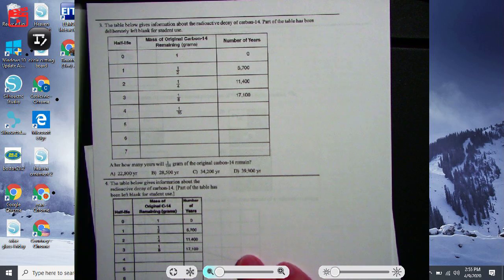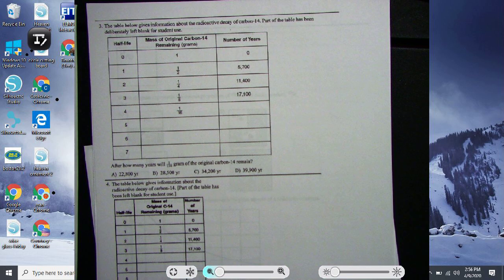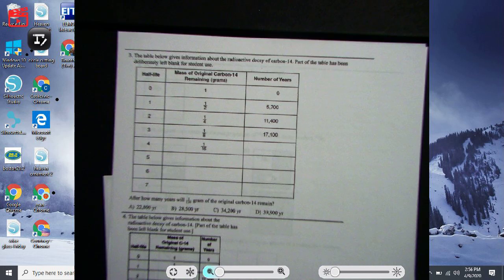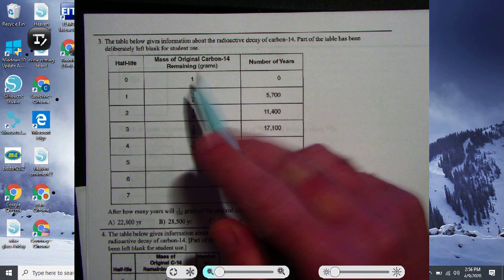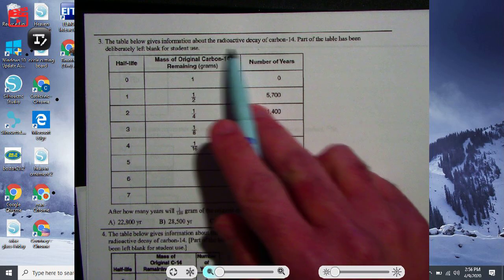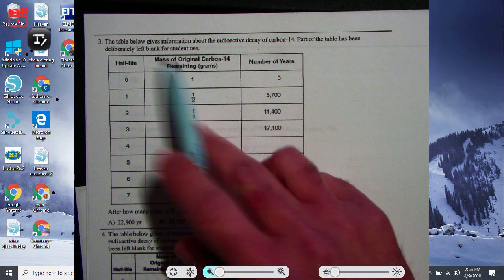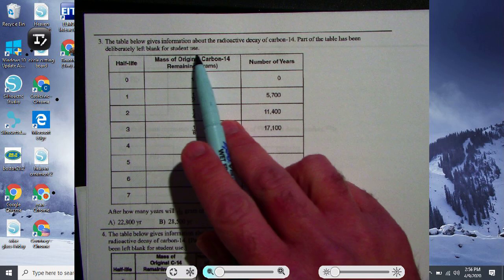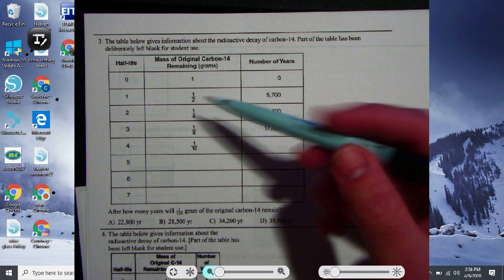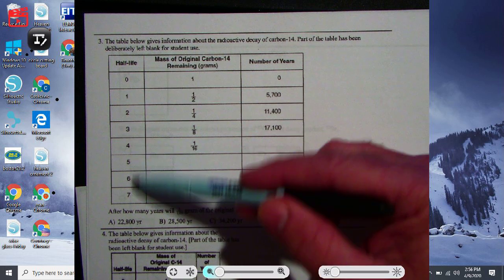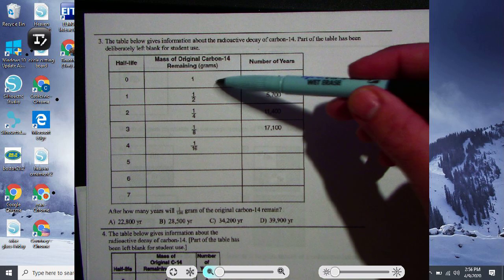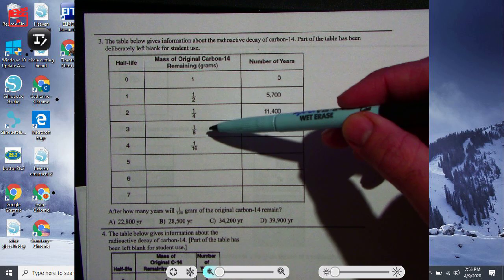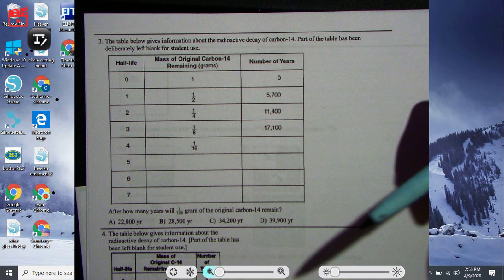Moving on. These next 2 questions are very similar, but they show a different way of illustrating the same concept. So, it says here, the table below gives information about the radioactive decay of carbon-14. Part of the table has been deliberately left blank for student use. Half-life, 0, 1, 2, 3, 4, and so on. Mass of original carbon-14 in grams, 1, half a gram, a quarter gram, an eighth of a gram, a 16th of a gram, and so on.